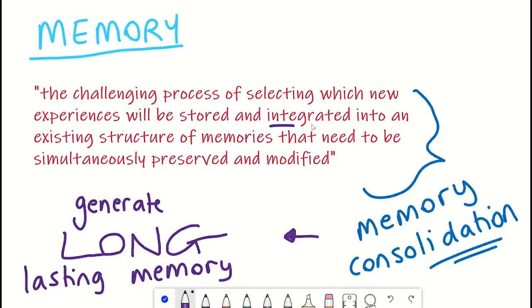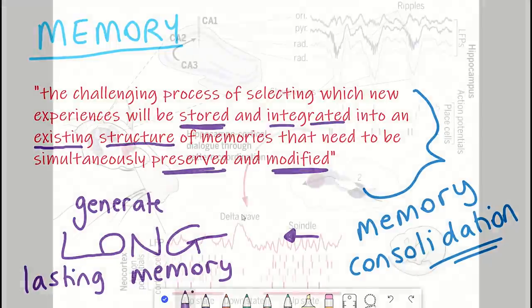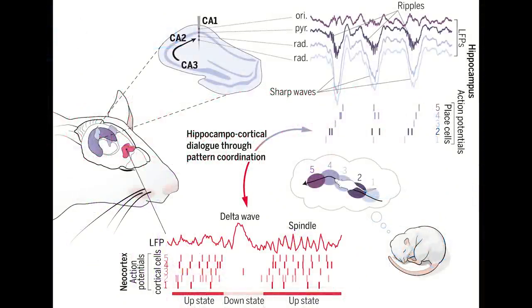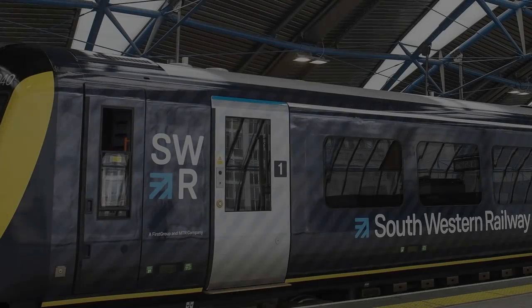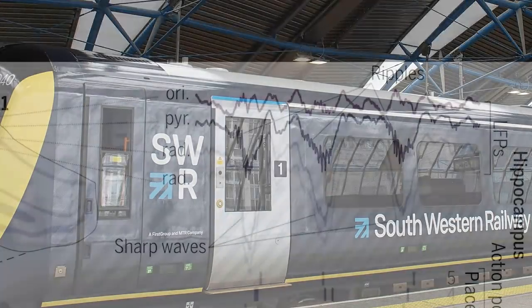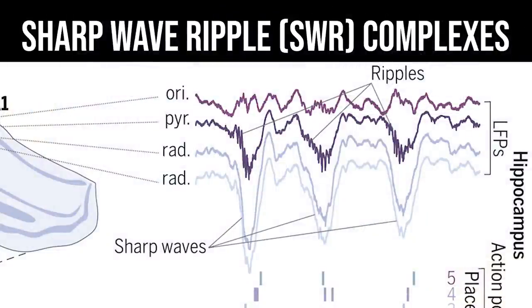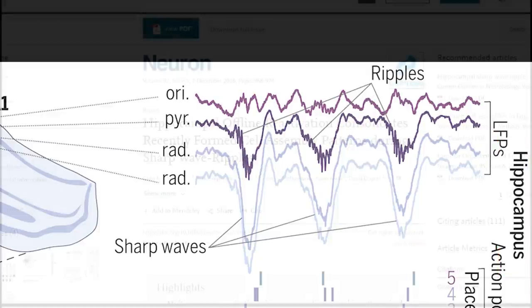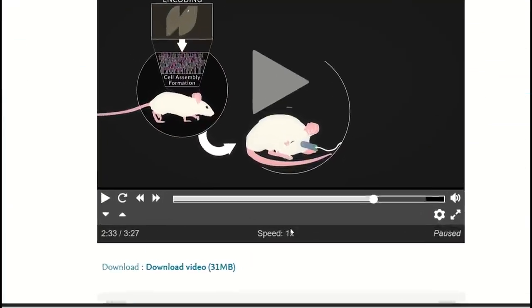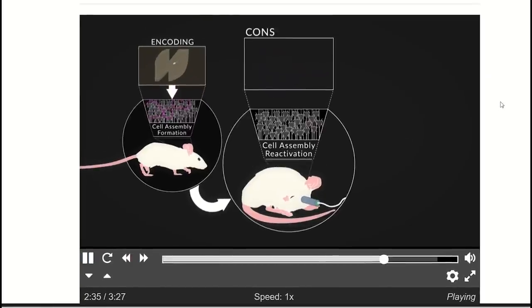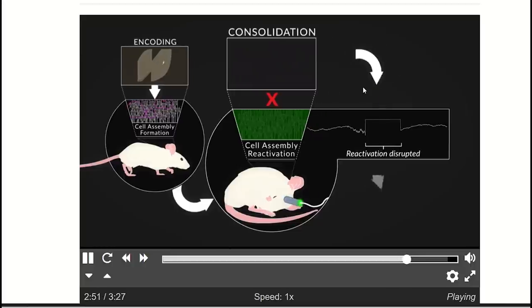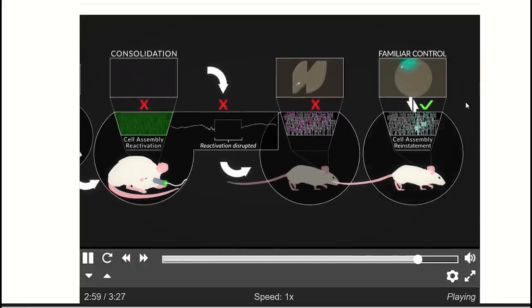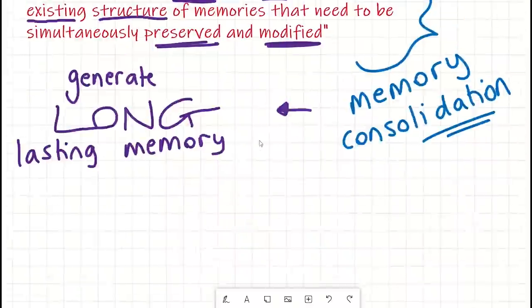An important electrical pattern thought to be important for memory that's observed in non-REM sleep are sharp wave ripple complexes, SWR, not to be confused with the South West Railway. They have sharp waves and ripples, as you can see here, and these can be observed in a region of the brain known as the hippocampus. In mice, if you use genetic tools to silence some of the neurons in this region of the brain, after the mice have just explored a novel environment, it impaired their spatial memory of the environment when they were reintroduced to it.